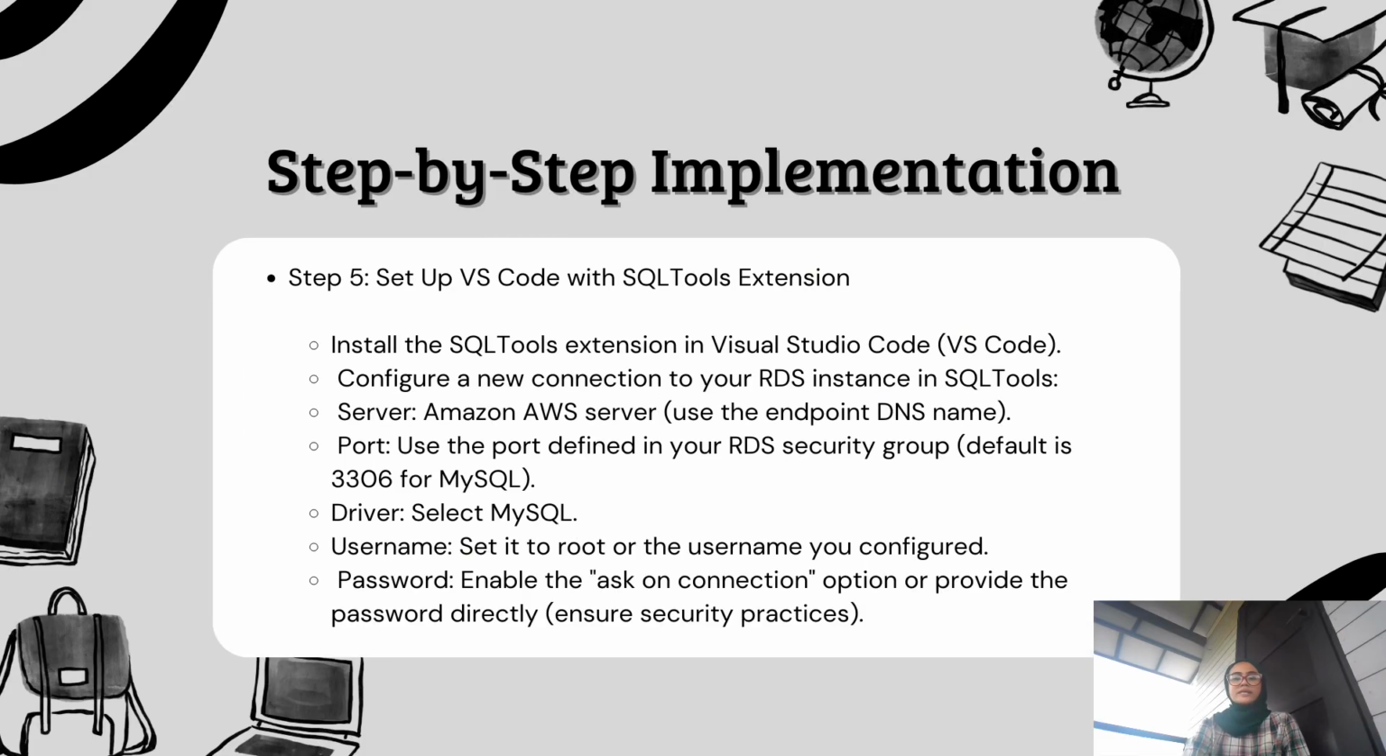For step 5, to set up VS Code with the SQL Tools extension, install the SQL Tools extension in VS Code, and configure a new connection to your RDS instance in SQL Tools. For the server, use the port defined in the RDS security group. Default is 3306 for MySQL. For the driver, select MySQL. The username is set to root or the username that I configured. The password is set to the Ask on Connection option, or you can provide the password directly.